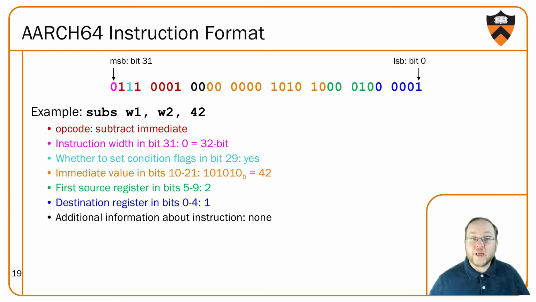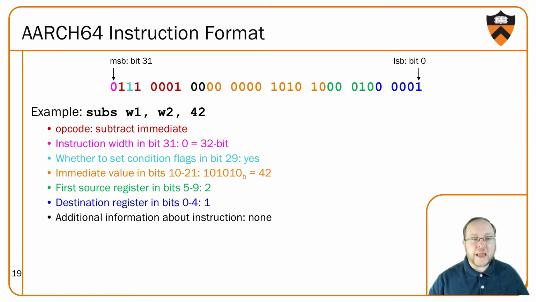The pink bit on the far left indicates that register 2 and register 1 here are W2 and W1, not their longer X versions. And this is subs, not just sub S, so the cyan bit 29 is 1.